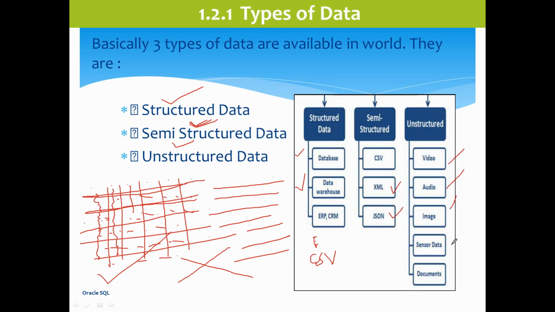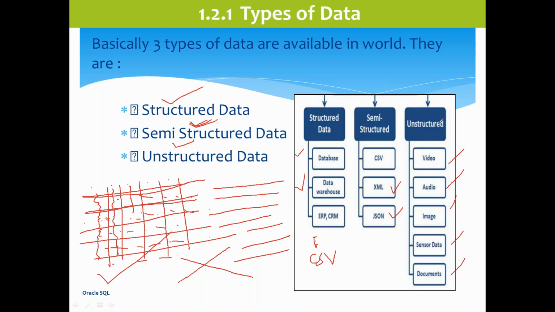Image, sensor: you are going for shopping, Big Bazaar or More, or Hyderabad Central, Bangalore Central. Some sensors are there at the entry and exit points. They are capturing everything from you. Then scanned documents. You have a lot of certificates and so many documents. You are scanning them and sending them. So that is a scanned document.